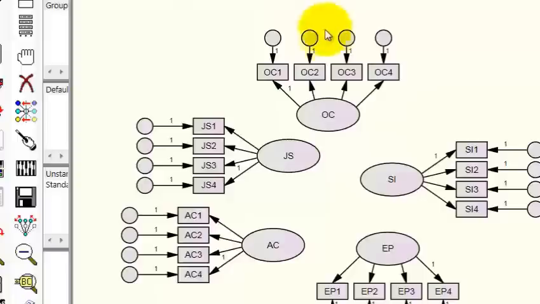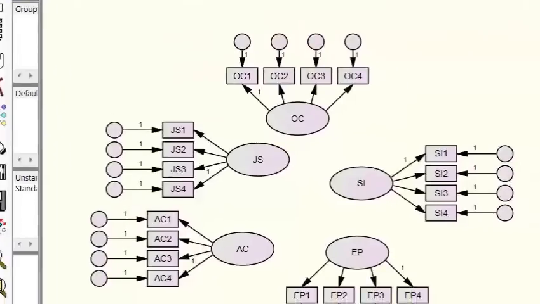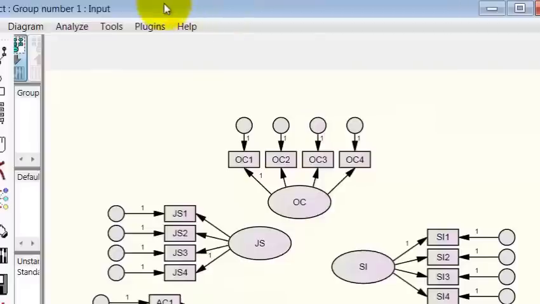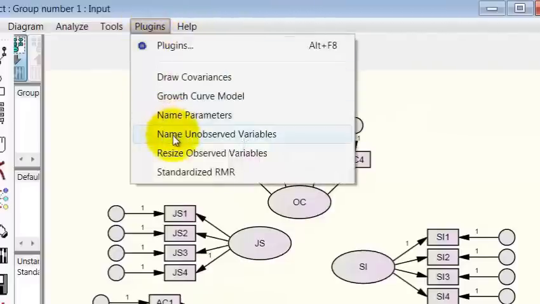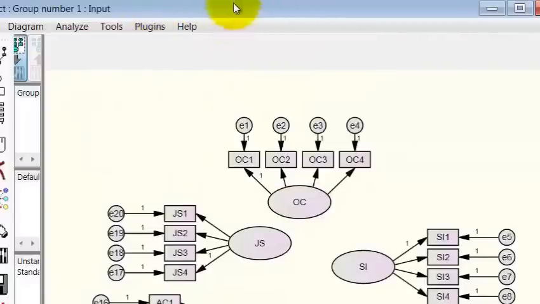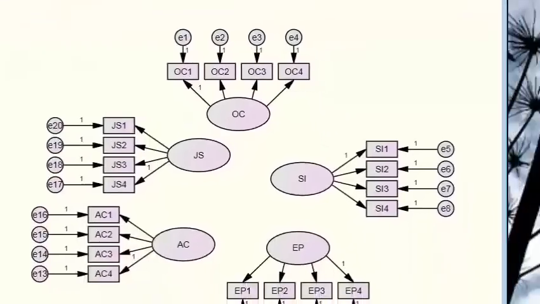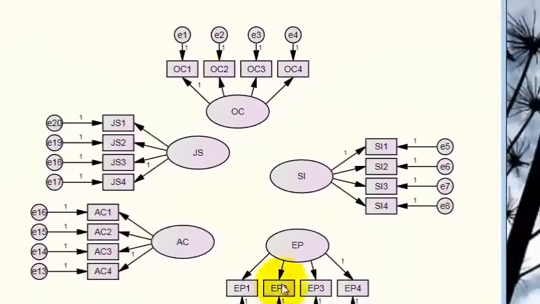So you'll notice that the error terms are all blank. That's when we jump to this very cool plugin up here under plugins. Name unobserved variables, and it'll turn all those empty circles into error terms, and it automatically fills them out. Isn't that cool? All right, here is the initial measurement model.